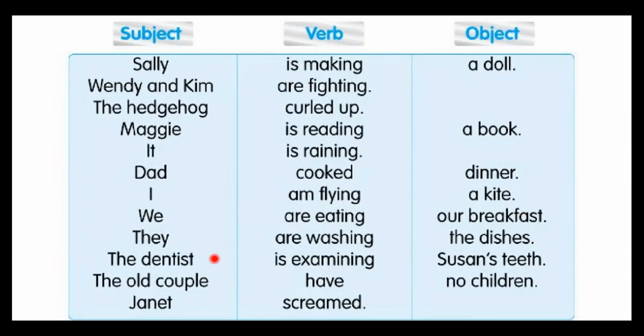The dentist is examining Susan's teeth. The dentist is the subject, is examining is the verb, Susan's teeth is the object. The old couple have no children. The old couple is the subject, have is the verb, no children is the object. Janet screamed. Janet is the subject, screamed is the verb.